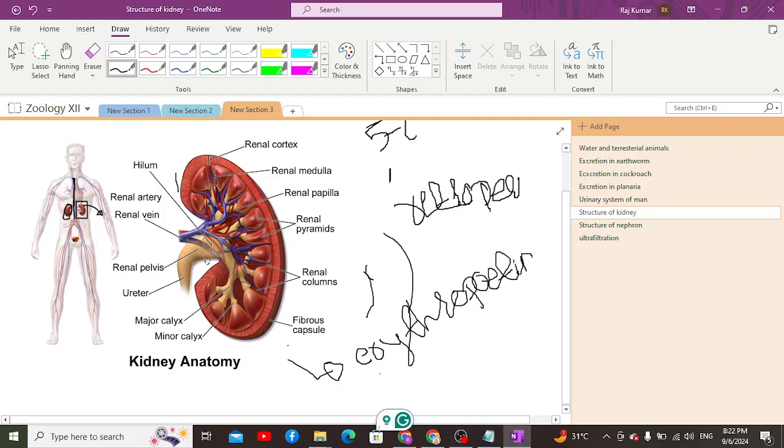On the other side, there is also secretion of renin. Renin is a hormone responsible for maintaining blood pressure by adjusting the amount of sodium ions in the blood. By releasing sodium ions into the blood, it adjusts the blood pressure as well.